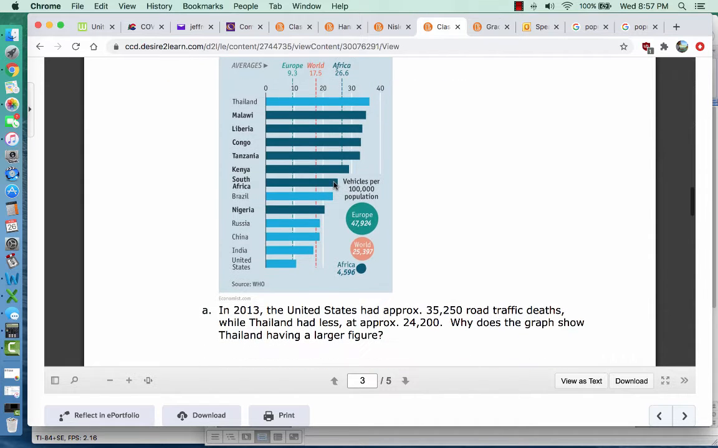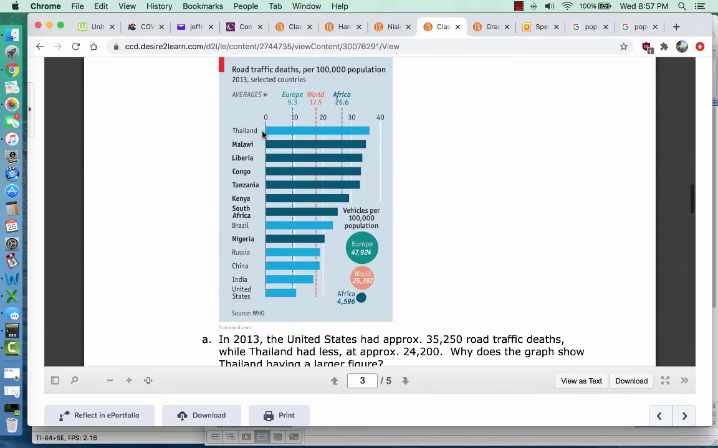The first question says in 2013, the United States had approximately 35,250 road traffic deaths, while Thailand had less at approximately 24,200. Why does the graph show Thailand having a larger figure? Thailand's up here, and the United States is down here, but given the raw figures, the USA has more road traffic deaths, so why is Thailand so much higher?